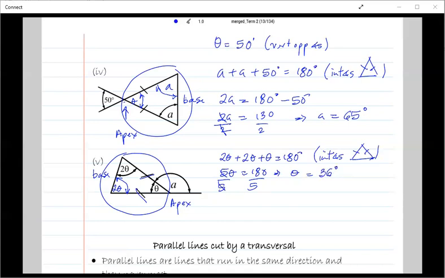Now, if theta is 36, A is equal to 180 minus 36, which is equal to 144 degrees. There are angles on a straight line. Do you see it? Yes. A is 144 degrees. I'm going to make an assumption here. My assumption is you did not get this one correct either.